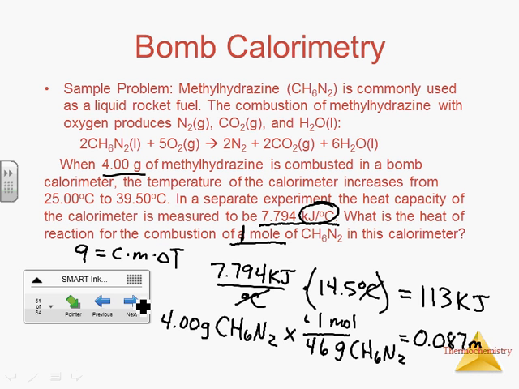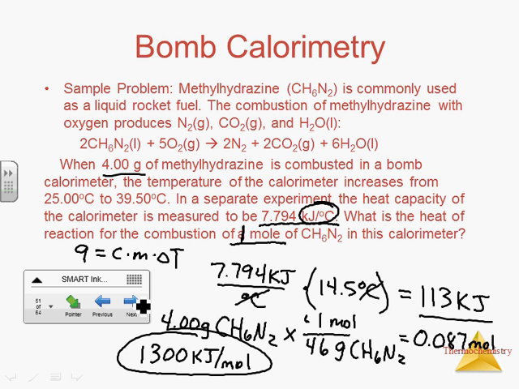0.087 moles. And if we want to know kilojoules per mole, we take this 113 kilojoules divided by 0.087 moles. That's going to give us about 1,300 kilojoules per mole. So when we burn 1 mole of the hydrazine, we're going to get 1,300 kilojoules out. That's basically how that works.